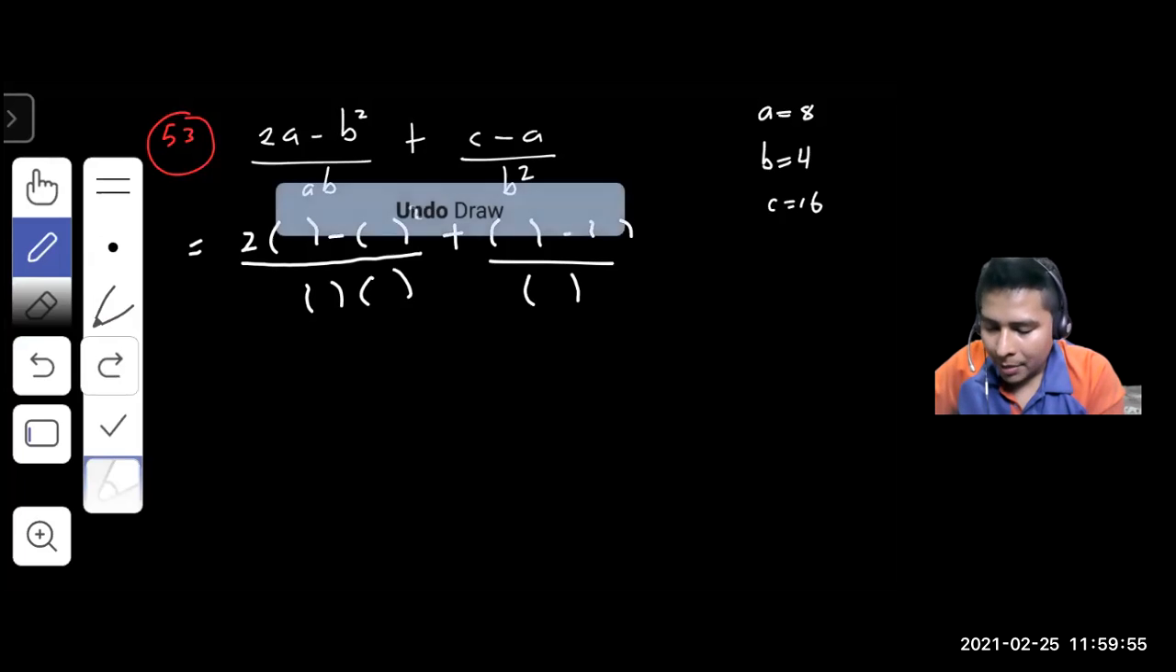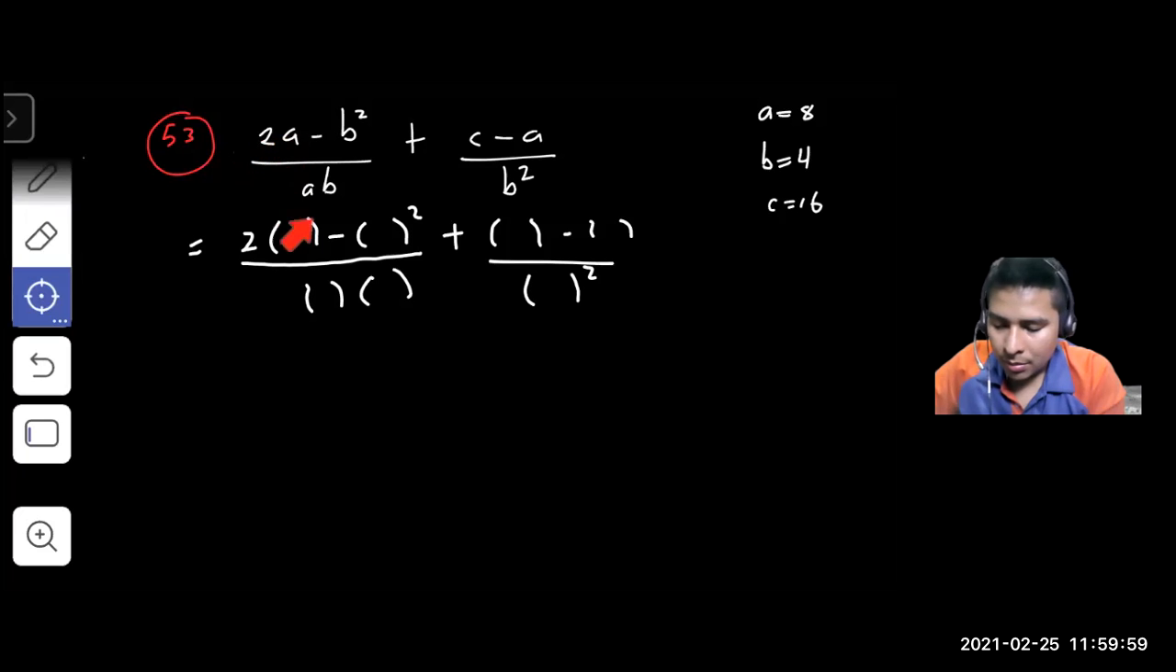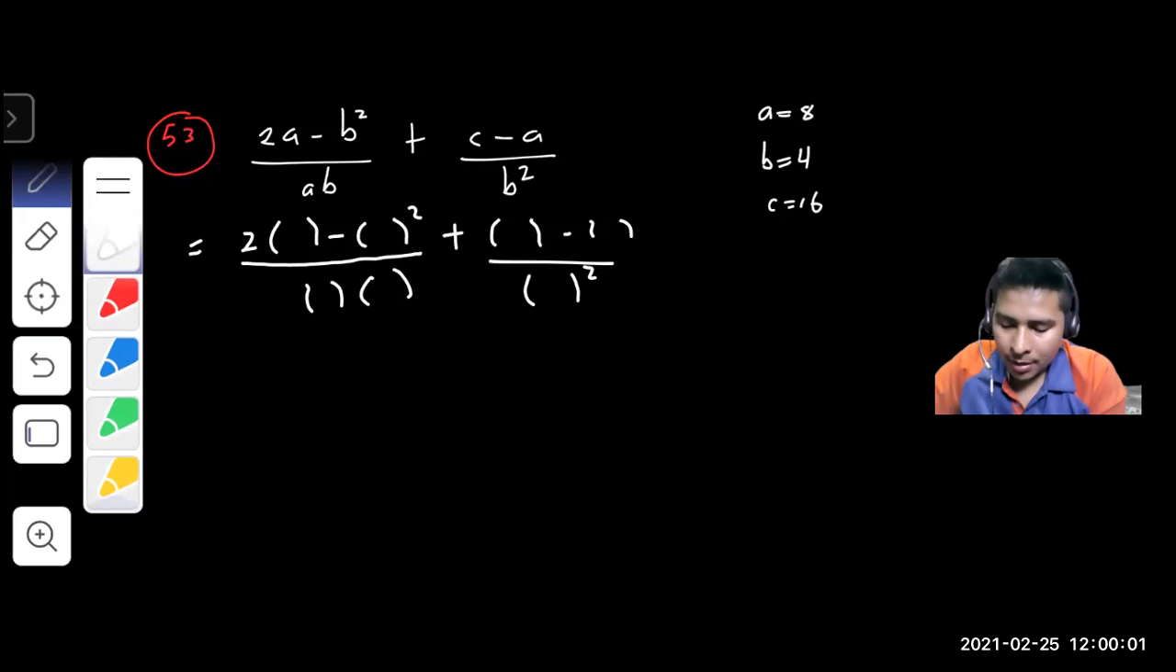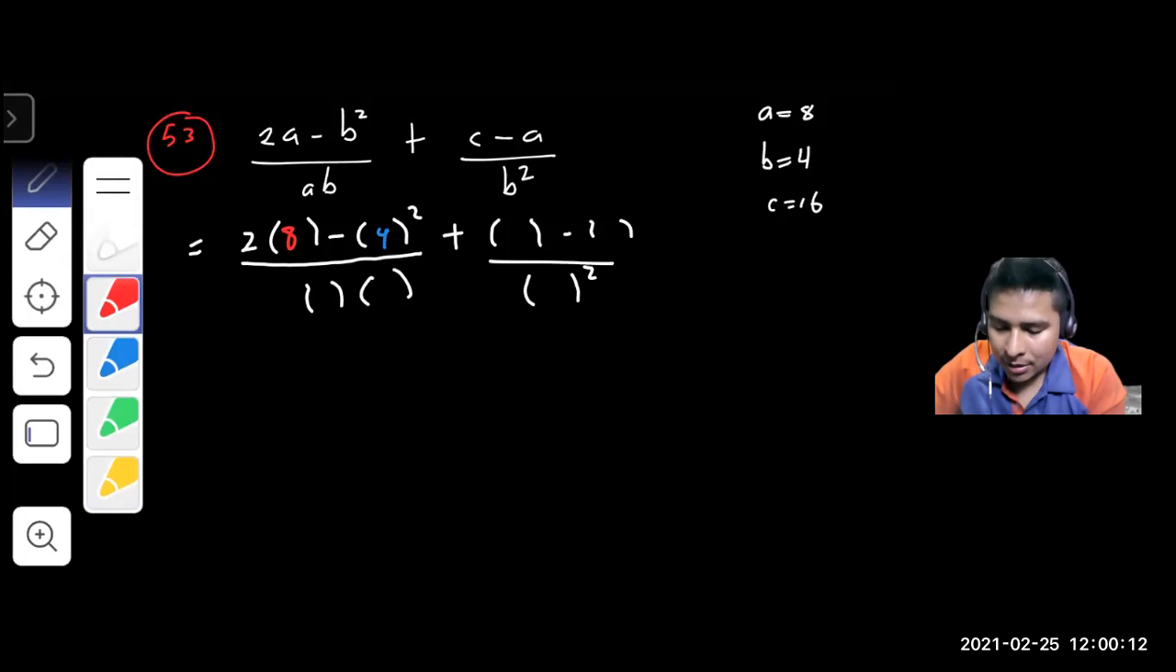Okay, can someone help me? What is the value for A? 8. Thank you. What is the value for B? 4. What is the value for A and B? A is 8 again. 8 and 4, 84. No, guys, 8 times 4, right?